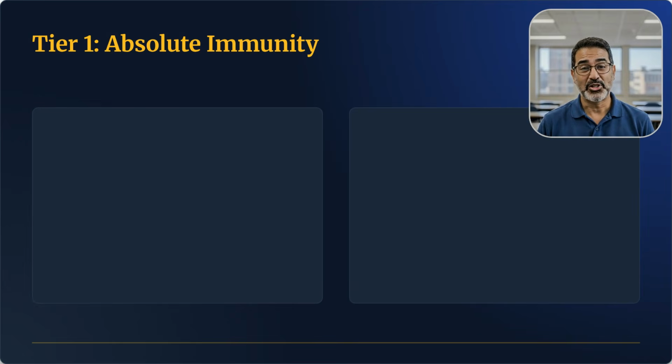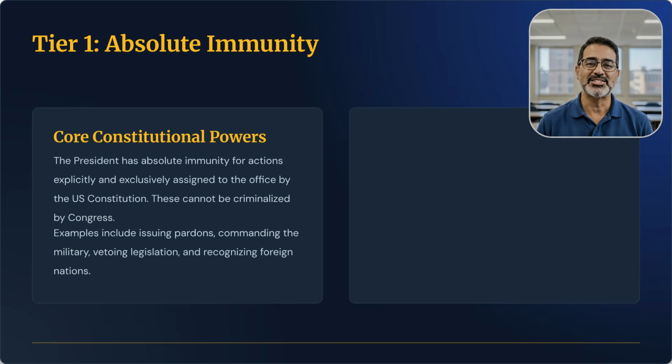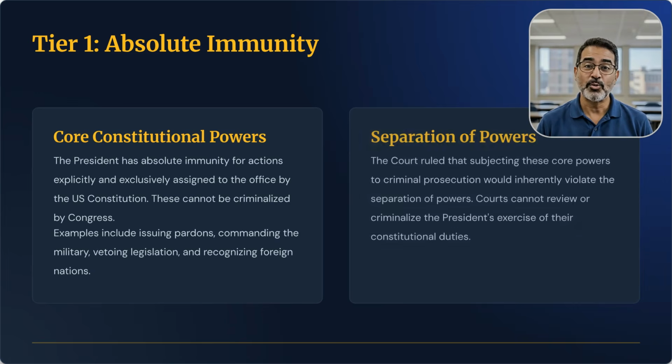Tier 1, absolute immunity, covers the president's core constitutional powers, such as issuing pardons or commanding the military. The court ruled that subjecting these powers to criminal prosecution would violate the separation of powers.